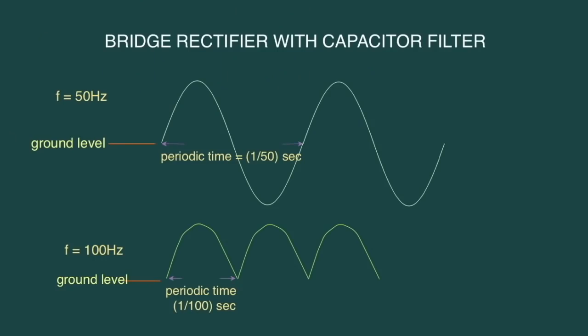AC signal at the input of a rectifier is a pure sine wave obtained from AC mains which has a frequency of 50 Hz. It is a sine wave having amplitude which is positive for half the cycle and negative for remaining half, and the periodic time of the signal is 1/50 seconds.